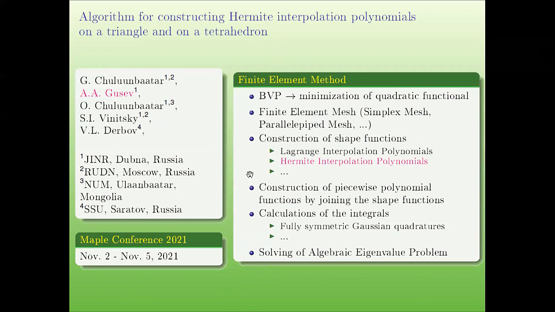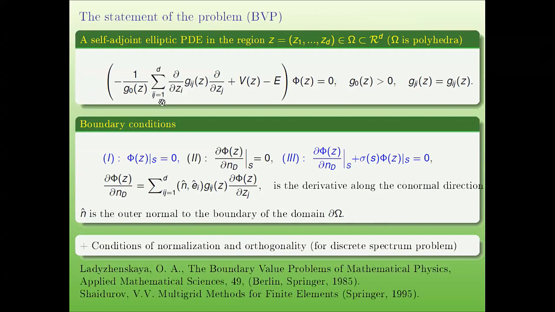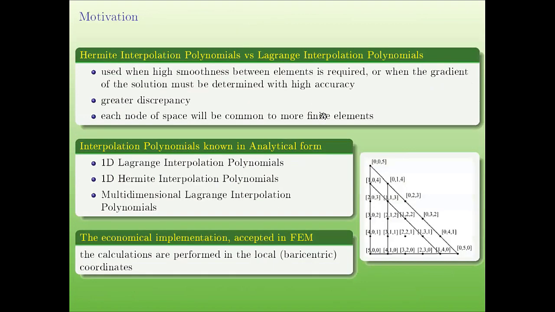Let's start with the algorithm to formulate Lagrange and Hermite interpolation polynomials in the general case on a simplex. This is part of a finite element method scheme where we develop schemes to solve elliptic partial differential equations in nuclear, molecular, and atomic physics. These are boundary value problems up to 6 dimensions, and for solving them we construct the Hermite interpolation polynomial.